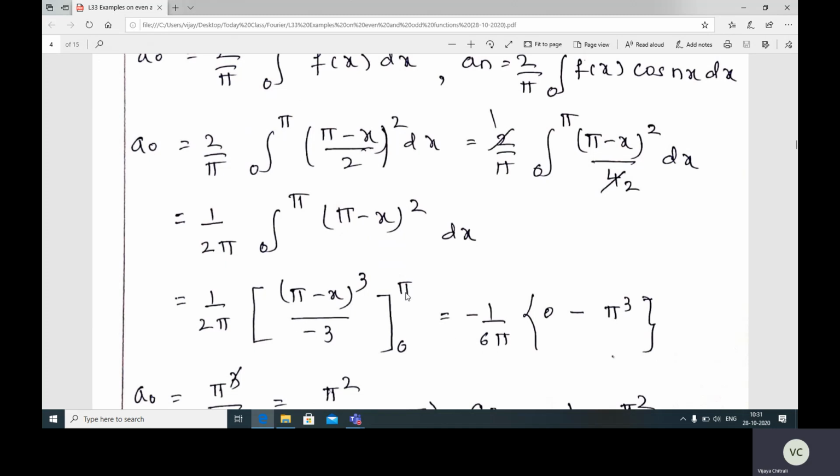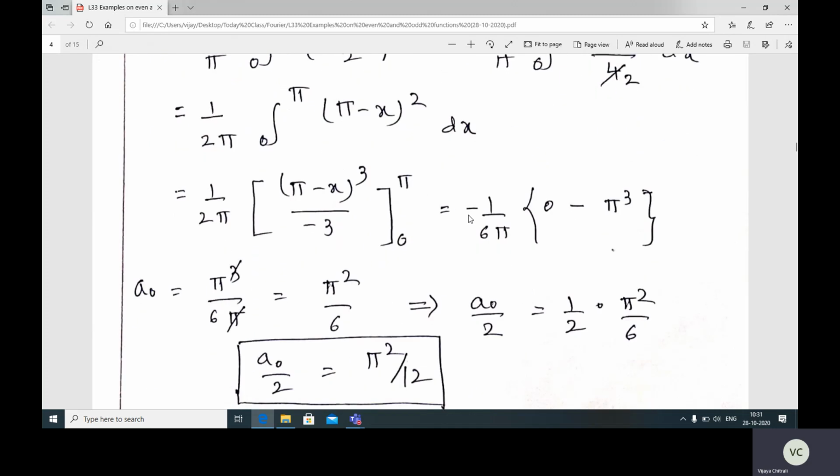Now substitute in place of x as pi. Pi minus pi is 0. 0 minus, and substitute in place of x as 0. Pi minus 0 raised to 3 is pi cube. So minus 1 upon 6 pi, 0 minus pi cube. This minus into minus is plus, pi cube divided by 6 pi. One pi cancels with this, so left with pi square divided by 6. So this is a naught. We want a naught by 2, so a naught by 2 is 1 by 2 into pi square by 6. So a naught by 2 is pi square divided by 12.